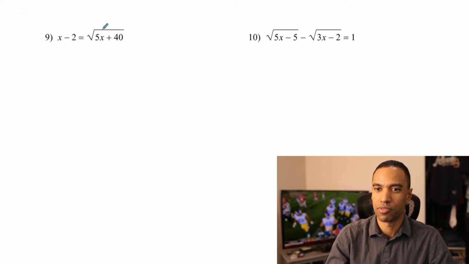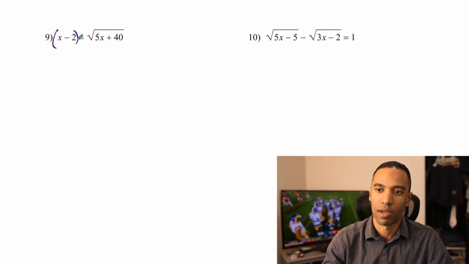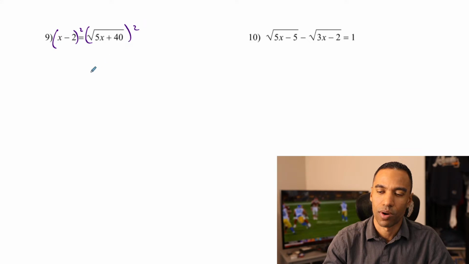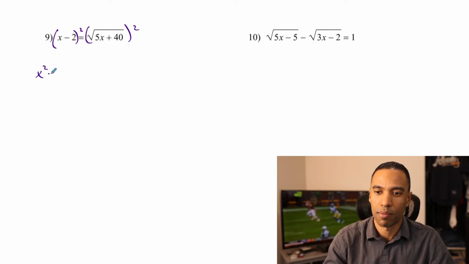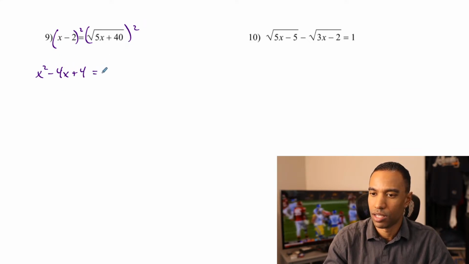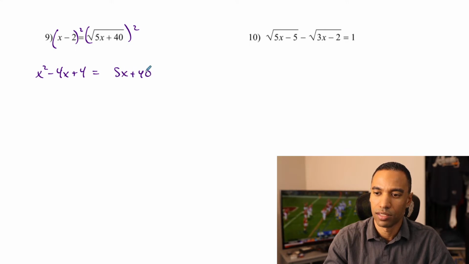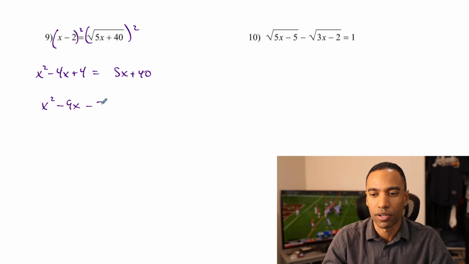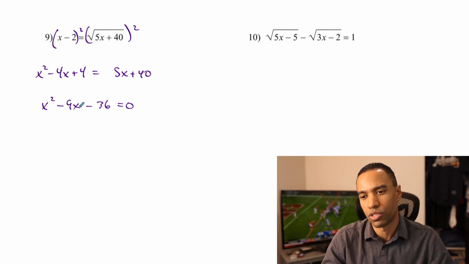All right, 2 more problems. Here we go. Squaring both sides there, we're going to get x squared minus 4x plus 4 equals 5x plus 40. Let's subtract the 5x. Sorry about that, if you heard that. 36 equals 0. Did I do that right?